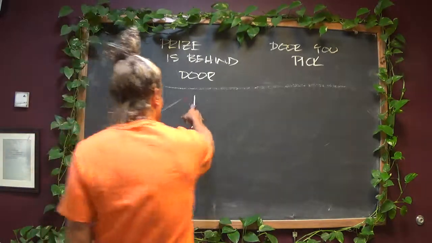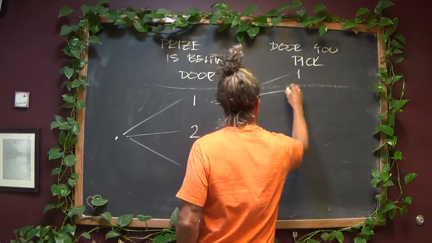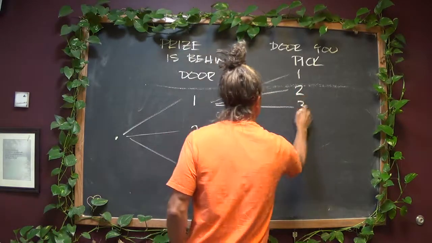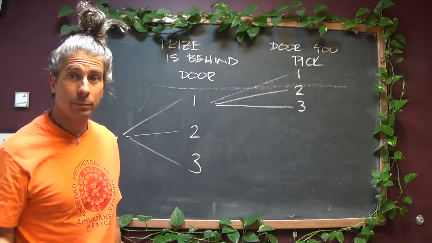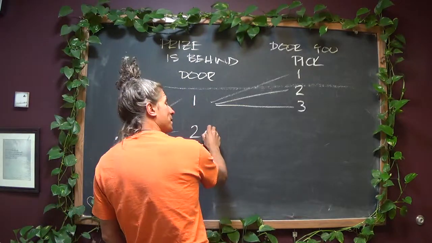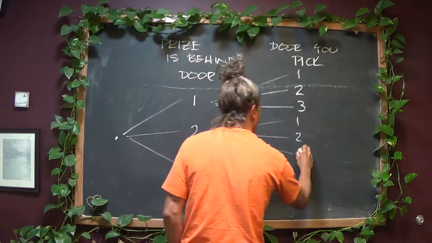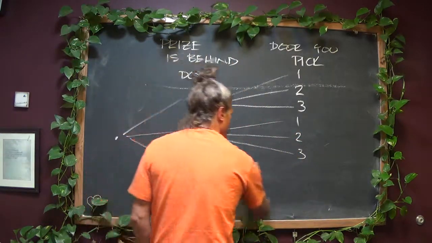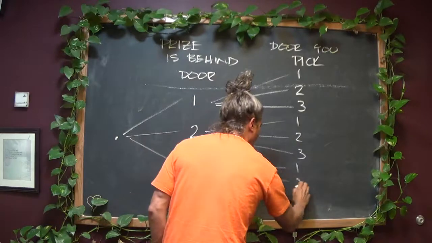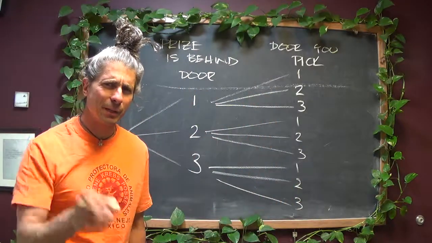So if the prize is behind door number 1, you're either going to pick door number 1 or door number 2 or door number 3, and you have no idea which one's correct. If the prize is behind door number 2, same exact 3 options, and vice versa if it's behind door number 3. I'm not sure vice versa was the right phrase to use there, but you get the point.